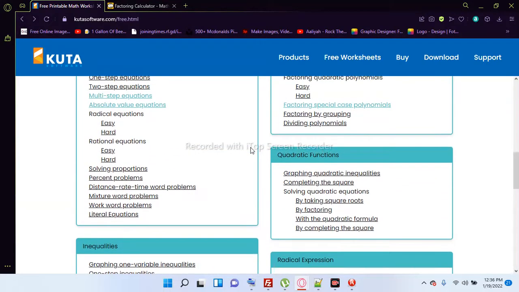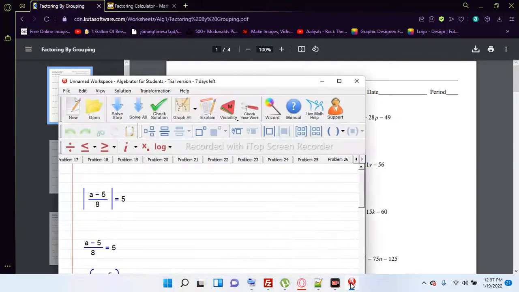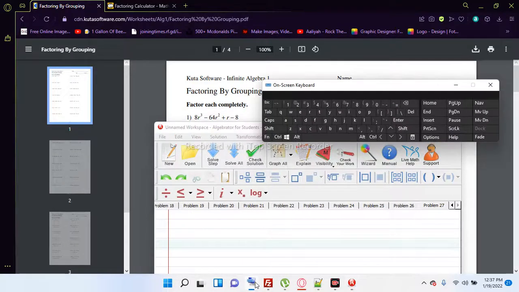Come on. Okay, now, let's see. Factoring by grouping. 8r to the third power minus 64r to the second power plus r minus 8. Okay, factoring by grouping. So we're going to do this with the Algebrator. Also new, okay? It's like we did before, just like we did before.